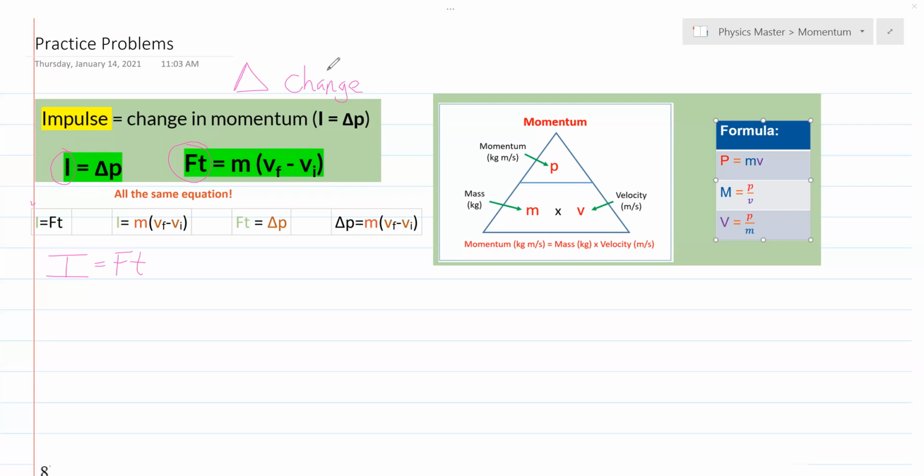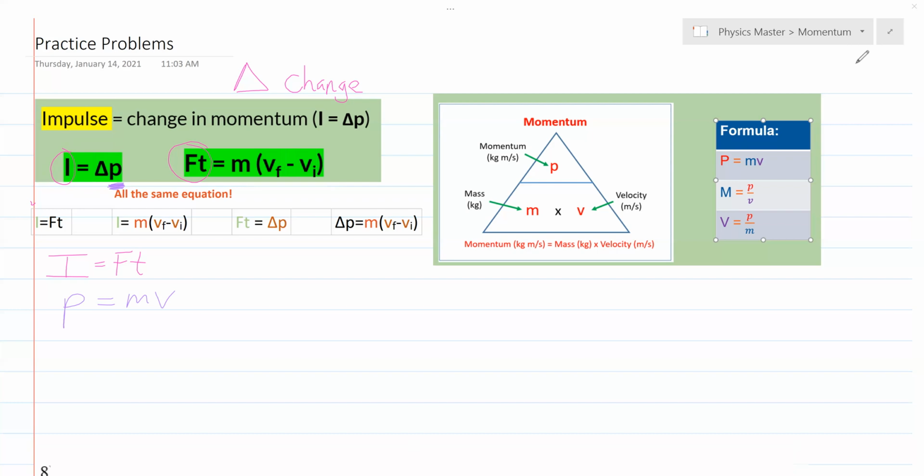Now, what did P stand for? Anybody remember what P stood for? Momentum. Yes, momentum, exactly. P stands for momentum, and momentum is mass times velocity. That's how we calculate it.